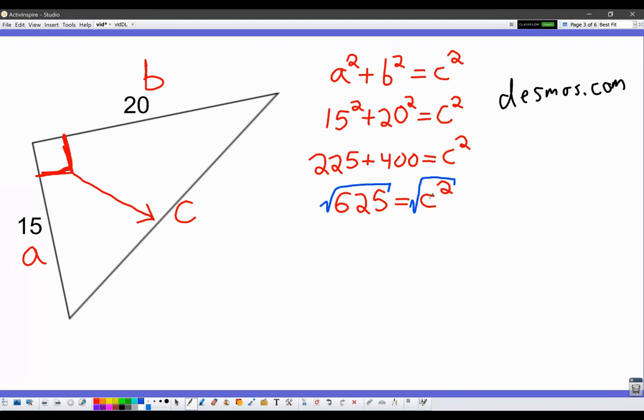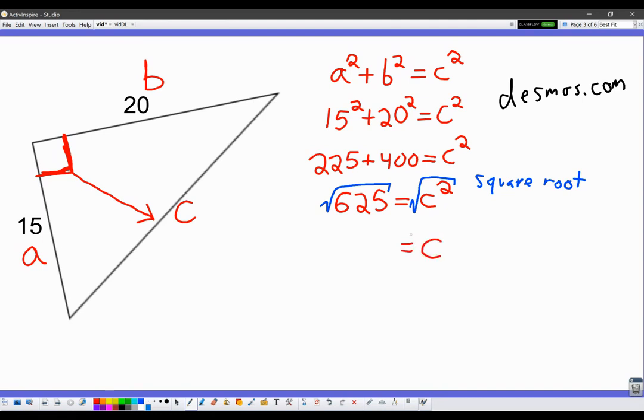I'm taking the square root of c squared because the square root and the square are opposites of each other. And remember from Algebra 1 that when I use an opposite in an equation, it's going to help me cancel stuff out, right? So here I'm canceling out the square by doing the opposite of the square and taking the square root. What that's going to do is get rid of the square part and leave me with just c.